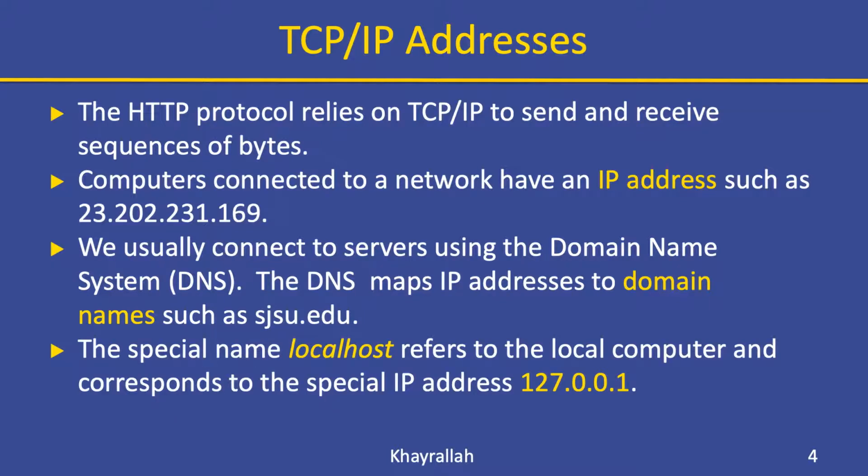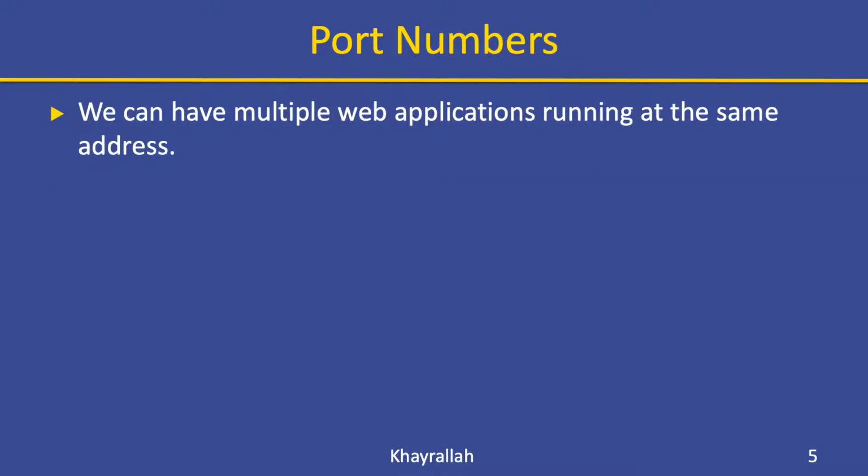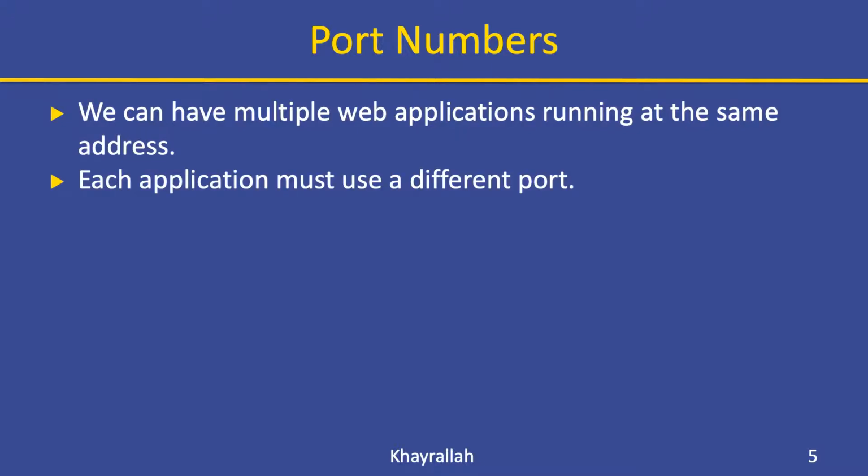The special name localhost refers to the local computer and corresponds to the special IP address 127.0.0.1. This is the IP address of localhost on any machine. Now we can have multiple web applications running at the same address. Each application must use a different port. In our examples, we'll use port 5000.